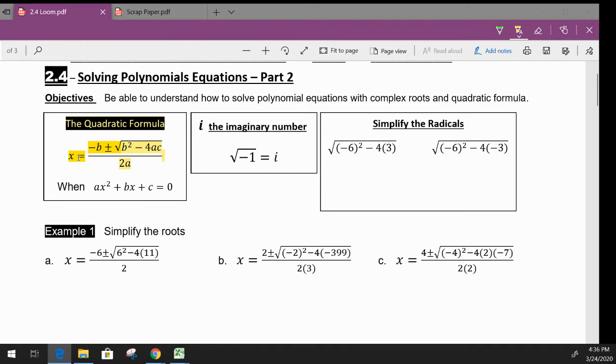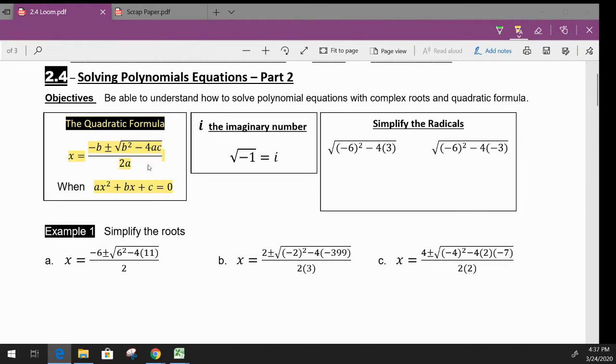The formula is x equals negative b plus or minus the square root of b squared minus 4ac over 2a. And you use this formula when you have a quadratic equation that has an x squared, an x term, and a constant, and you have to set your equation equal to 0. Just like if you were going to solve with factoring, you have to set the quadratic equation equal to 0 before you can plug it into the quadratic formula.